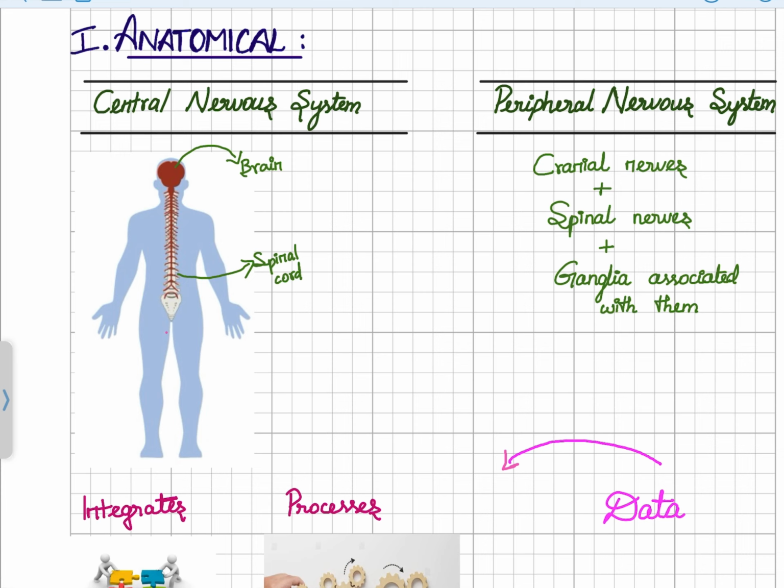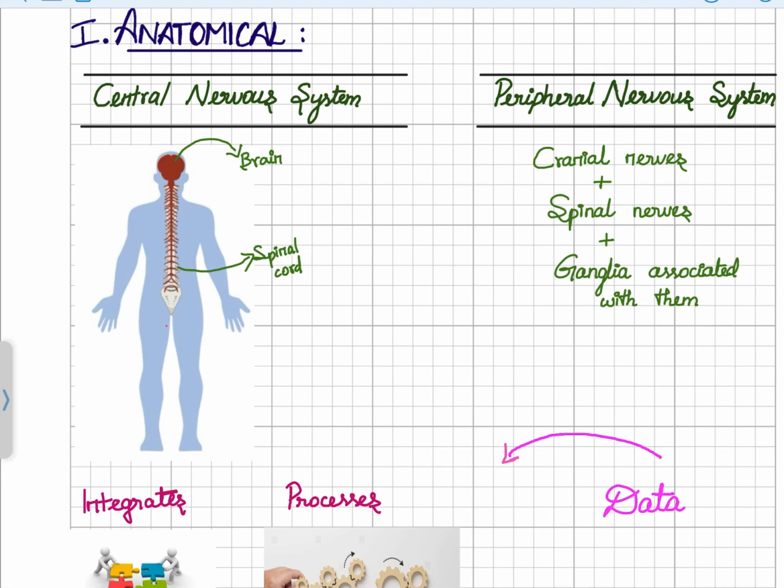Anatomically, we have two divisions. One is the central nervous system and the other is the peripheral nervous system. The central nervous system consists of the brain and spinal cord. You can clearly get it from the word central. Just for your reminding purpose, have this in mind: the center of the body, okay? The brain and the spinal cord. And the nerves emerging from them, in and out, come under the peripheral nervous system. The cranial nerves, the spinal nerves, and the ganglions present, they all come under the peripheral nervous system.